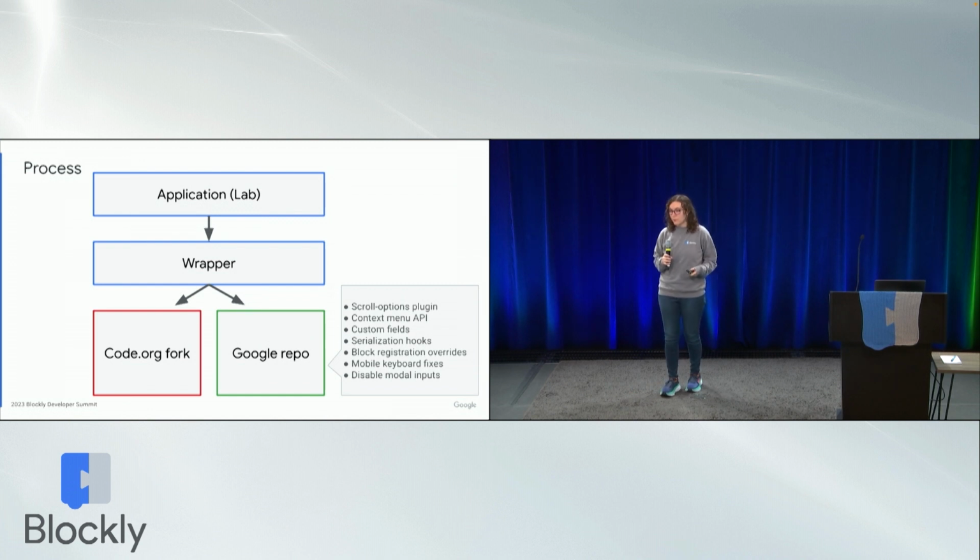So the difference between the Code.org fork and the Google repo is quite large at this point. And it would be impossible to reconcile each difference and convert all of Code.org's applications at once. They have a bunch of different applications that they call labs. There's just too much to simply update everything in place, flip a switch, and all of a sudden we're in Google Blockly. That would be impossible.